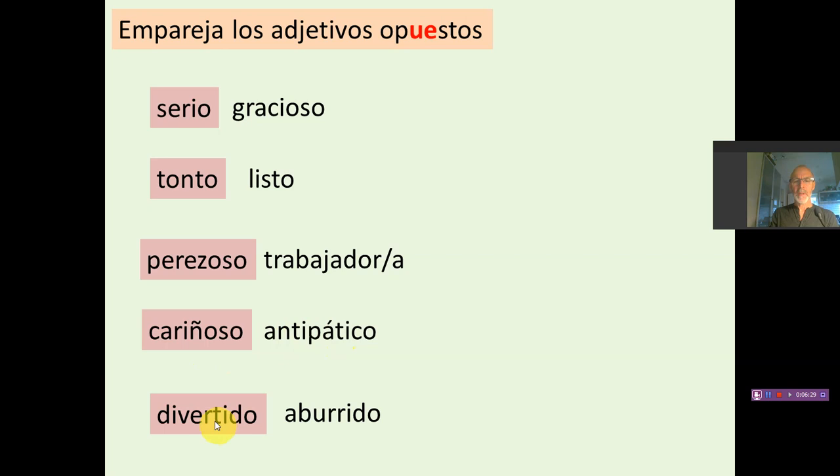Divertido is fun. Aburrido is boring. So that makes a good opposite pair, doesn't it? Una pareja opuesta. Excelente. Entonces, vamos.